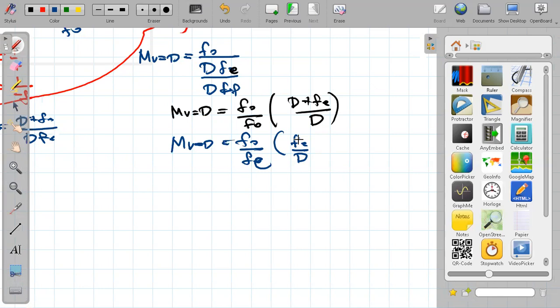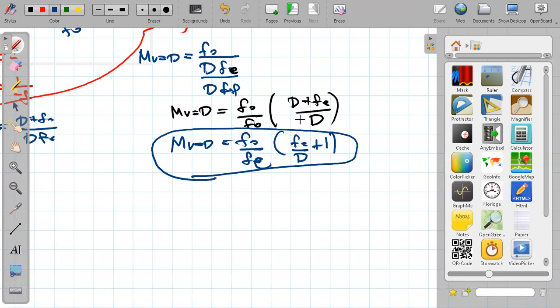This is going to be the finalized equation if you want. Right? If you don't understand, you can ask. It's a very easy job.